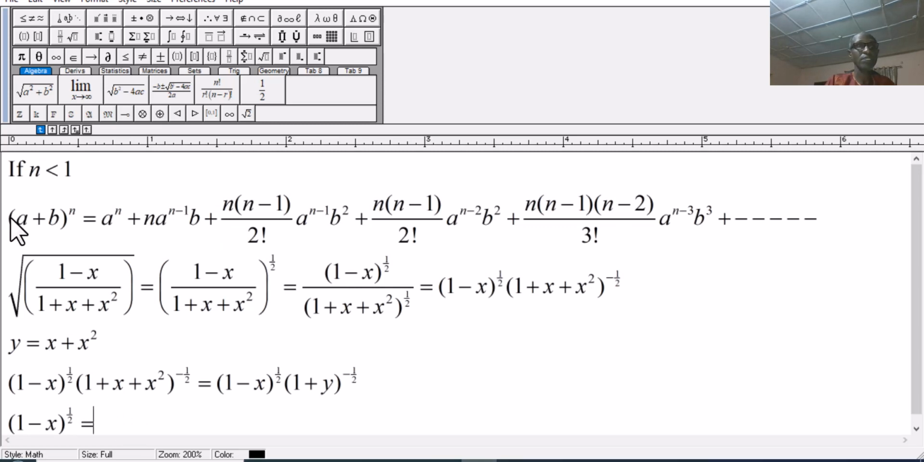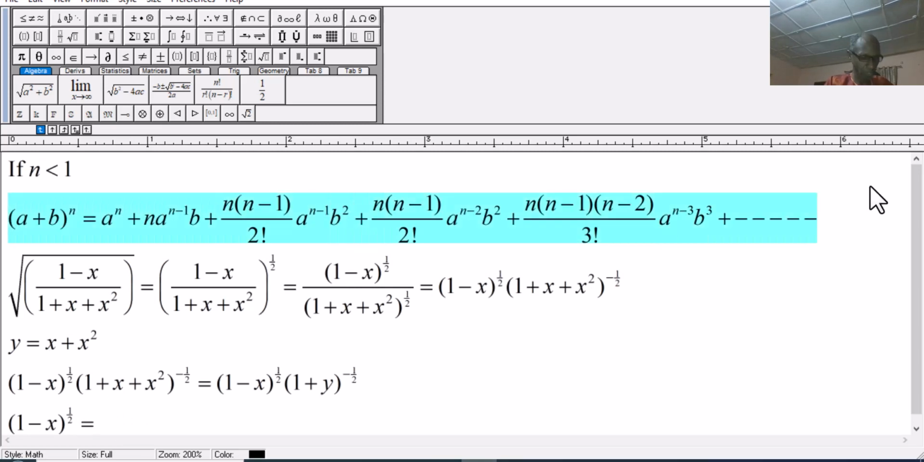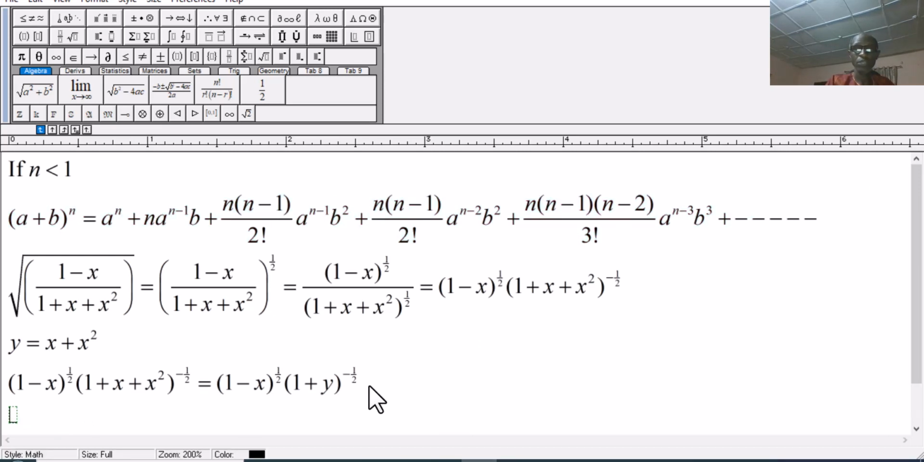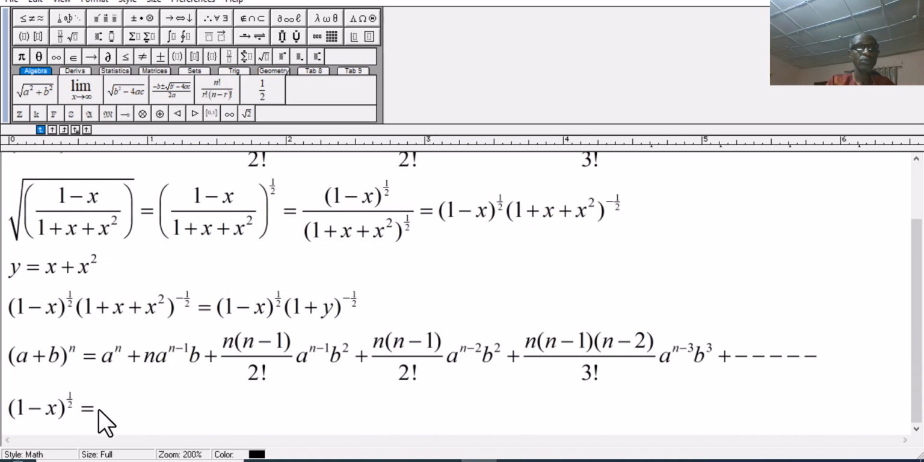So follow this pattern, since our n is less than 1. I'm going to copy this for the sake of our example. Now you see what I'm doing. So now 1 raised to the power of half, plus half times minus x, so we also have 1 raised to the power of half minus 1. I'm expanding so that you just follow the pattern.